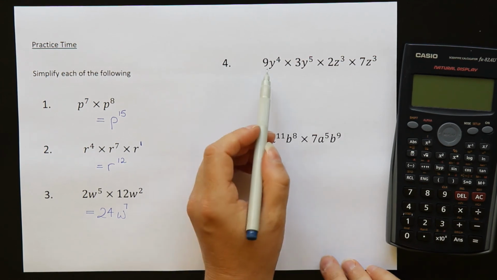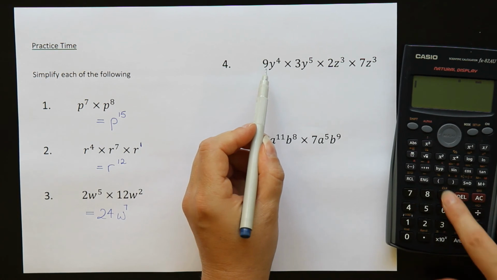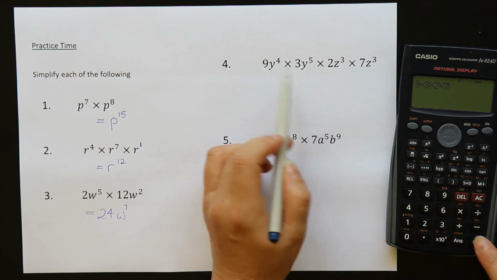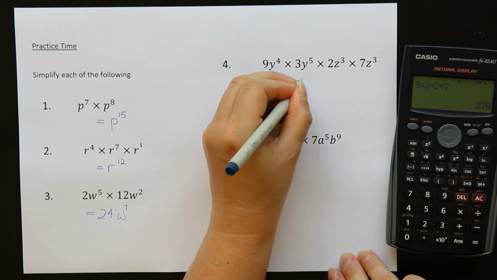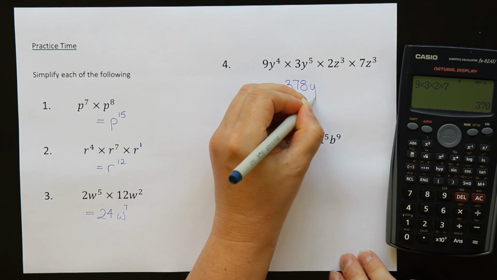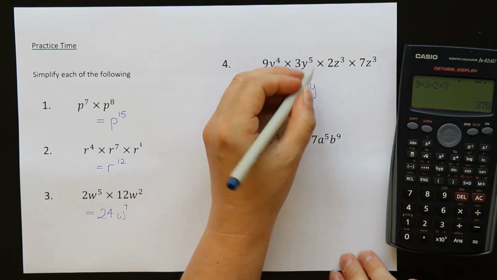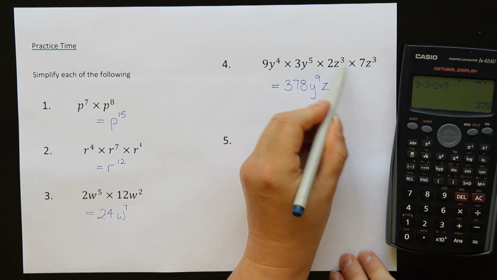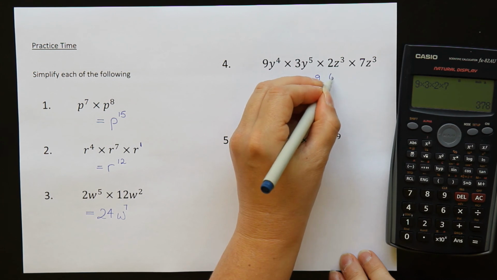Question 4. Lots of things in there to multiply together, so let's multiply all the big numbers in there. So 9 times 3 times 2 times 7, all the big numbers at the front. That is 378. And I have 2 different bases here. I have y, so let's do y first. y to the 4, y to the power of 5. 4 plus 5 is 9. And then I have z. z to the power of 3 and z to the power of 3. 3 plus 3 is 6.